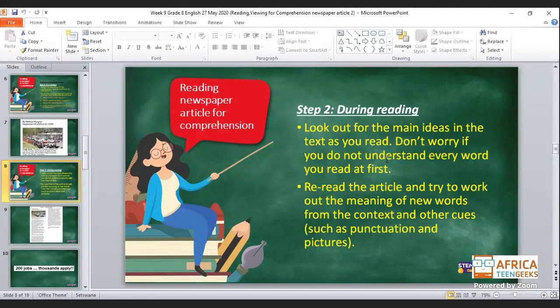It is like when you watch a movie. The first time you watch a movie, fine, you will understand it and enjoy it. But if you watch the movie a second time, you will realize that there are some scenes you missed out on the first time. So it is the same thing with reading.